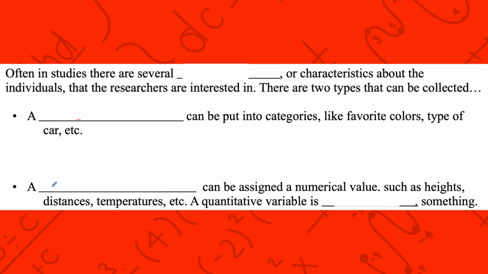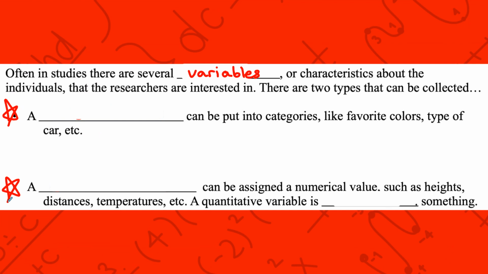Often in studies, we care about more than one thing. So we're trying to answer multiple questions or try to explain some kind of phenomenon. Often in studies, there are several variables or characteristics about the individuals that the researchers are interested in. There are two types that can be collected. So this part I would put a star by in your notes. This is kind of the important piece of today.